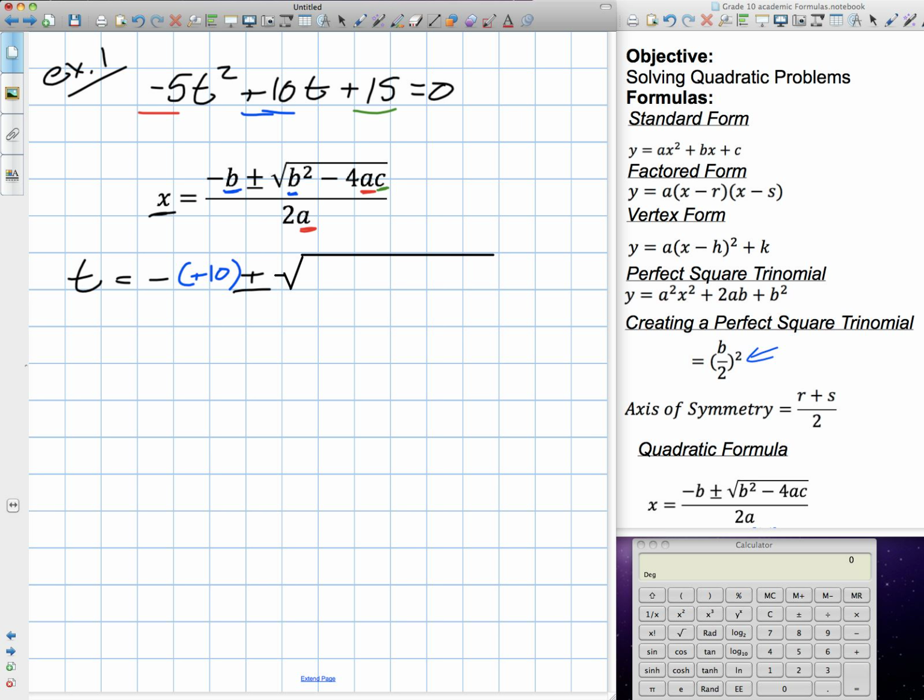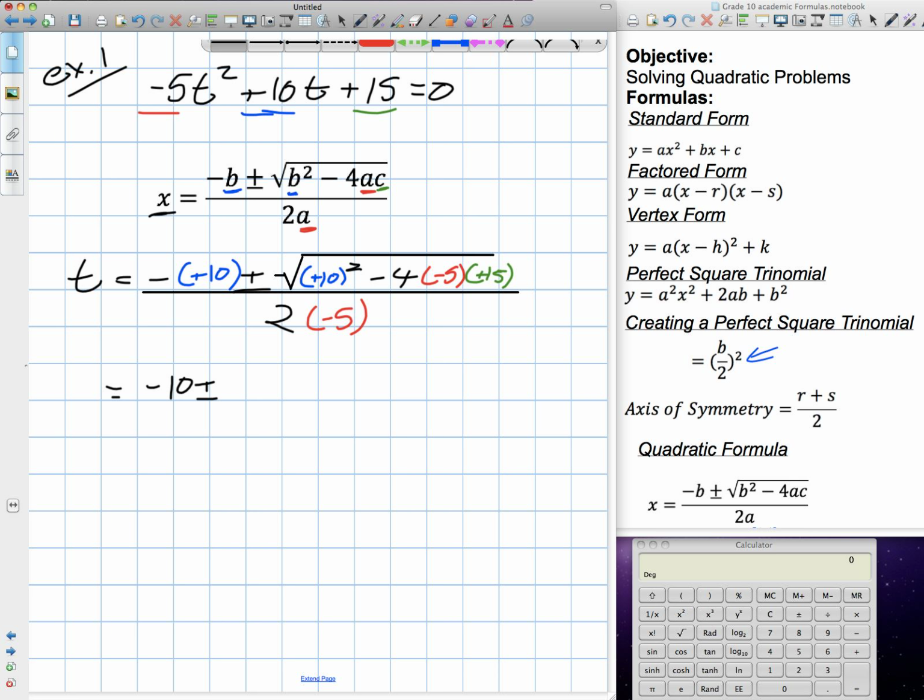And then we're going to have positive 10 again, squared, minus 4 times our a value, which is -5, and our c value is positive 15. Make sure we get our operations in front of those correctly. And then 2 times -5. Okay. So, when we go to solve this, what is negative plus 10? How can I simplify that sign? Negative. Yeah, it's just going to be -10 plus or minus. I just got to make the square root again.